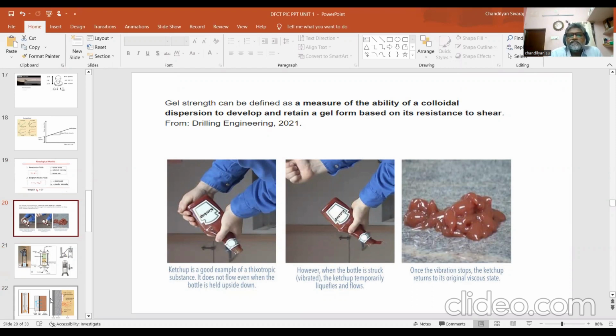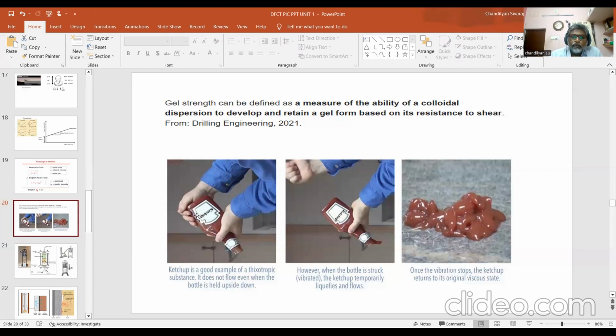You know Heinz ketchup, or in our country we have Kisan ketchup, tomato ketchups, in plastic bottles as well as in glass bottles. If you take the plastic bottle, until you shake it or press it, the fluid will not come out. When you press it, apply stress, shake it, or vibrate it, the ketchup liquefies and flows. Until then, there is no flow.